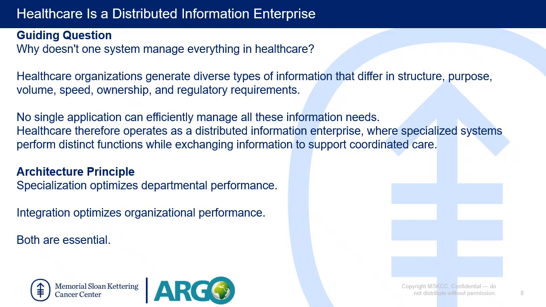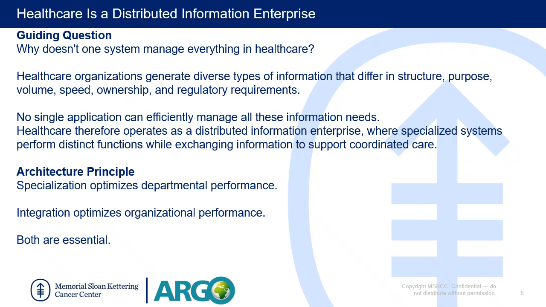Healthcare is one of the most information intensive industries in the world. They generate a copious amount of data, from patient encounters to clinical observations to lab results to you name it, up to public health data, right? These information types have different workflows, performance requirements, storage needs and users, and therefore they cannot all be managed in one system. That's difficult, right? And so our guiding question for this slide is, why doesn't one system manage everything?